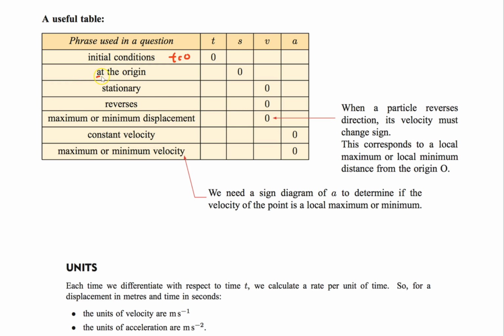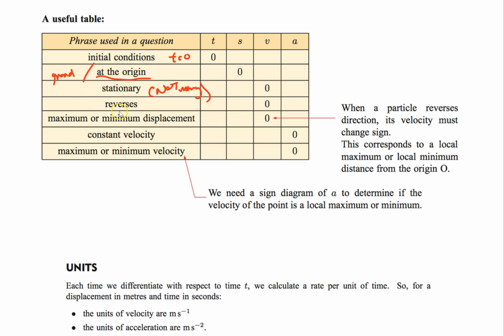If they say at the origin or at the ground, depending on the problem, that's a place. It's where you're at, so you set the displacement or the position to 0. At the origin, on the ground, those are positions. Stationary means you're not moving. You're at rest. What has to do with movement? Velocity. If you're not moving, your velocity is 0.